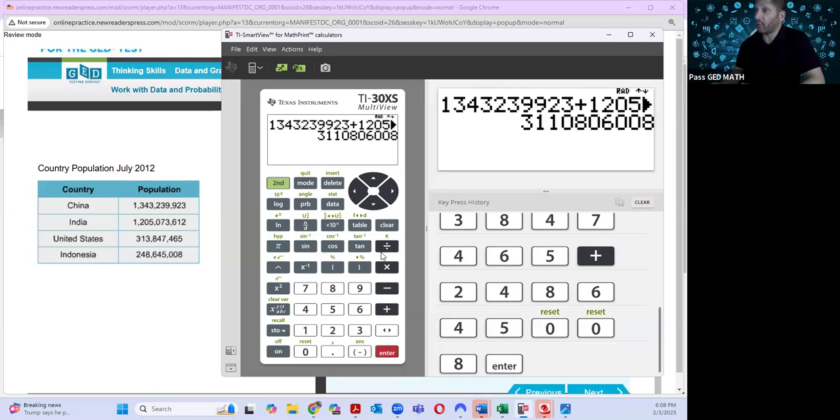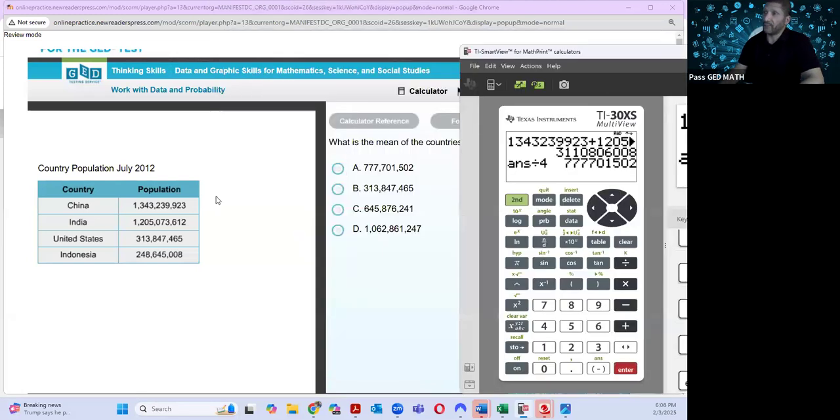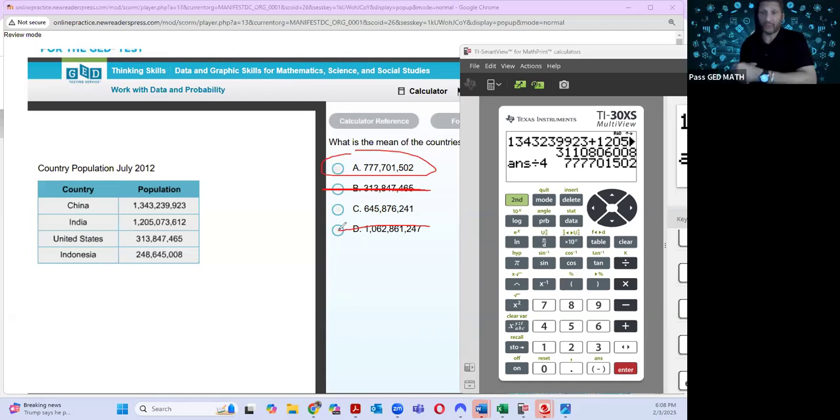That's our total. Divide by 4. So we got 770,000 looks like. And the only option that's close to 770,000 is A. Now me personally, I would have looked at my multiple choice first and said, well, I know my mean can be 313, right? It could be 645 maybe. I know it's not 1 million. So even if I didn't know how to do this problem, I know I'm trying to get the average, so I eliminated 2 of my answers already. So 50-50 chance. But doing it on the calculator, you get it right every time.